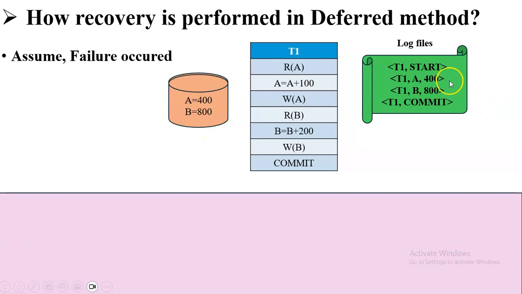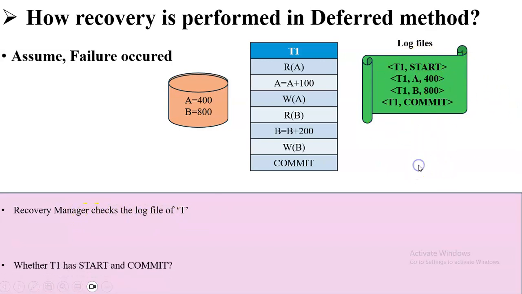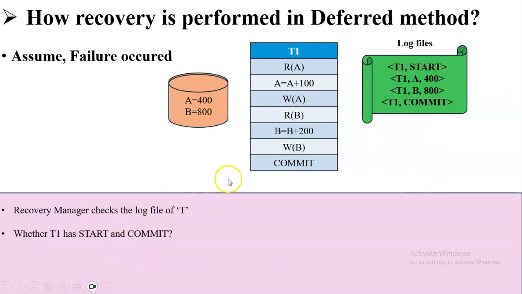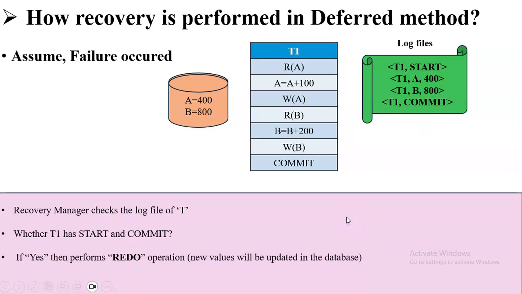So what are the latest values of A and B as per the log file? It is 400 and 800. So that is stored in the database now. Now the recovery manager checks the log file of T1. It checks whether T1 has start and commit. Yes, T1 has start and T1 has commit also. So if the answer is yes, then it performs the redo operation.